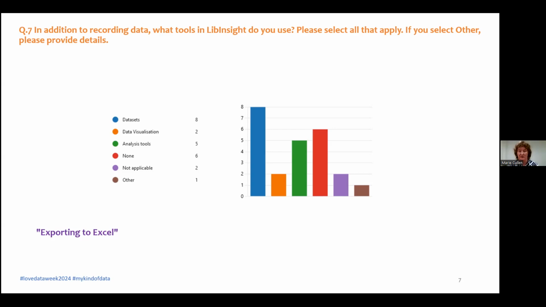So some people are using data sets, some are using data visualization, and a few people are using the analysis tools. Now, I don't know enough about LibInsight at the moment to know what the analysis tools are, but I know there is a possibility of, say, cross data set analysis and looking at statistics and trends. So you might look at borrowing records and look at the number of people who can use the library and see if there's any correlation between those 2 things.